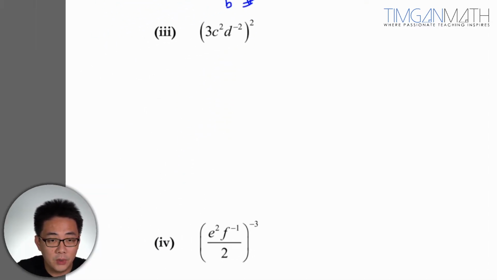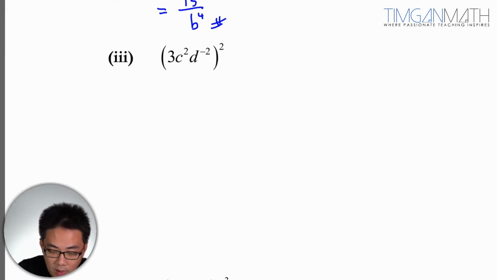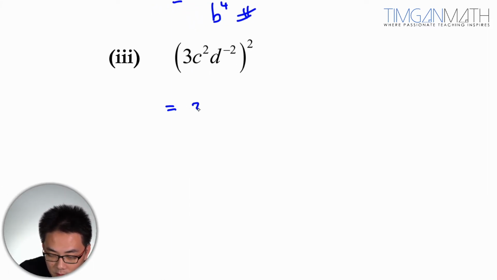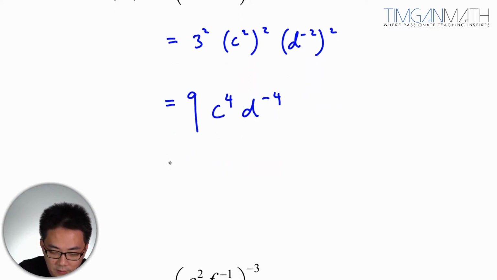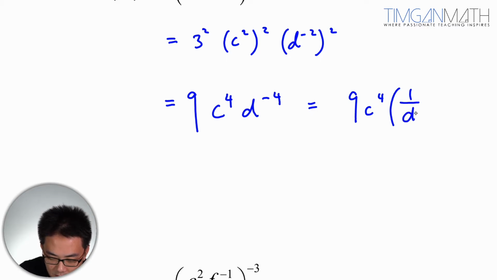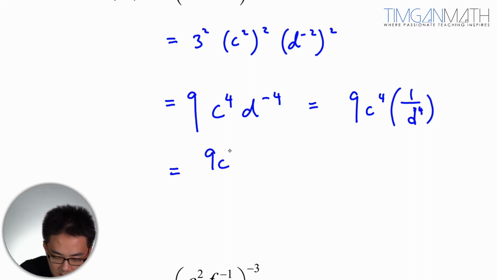And we just quickly do part 3. Part 3, when you square it, every single one will need to be squared. So 3 squared, c squared squared, d to the minus 2 squared, and this will just be 9c to the 4, and d to the negative 4. Since this has to be in positive form, I will suggest putting this as 1 over d to the power 4, and this will multiply on top, which is actually 9c to the power 4 over d to the power 4.